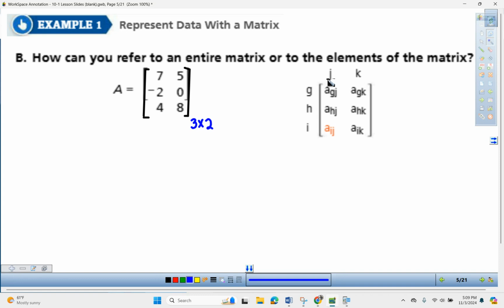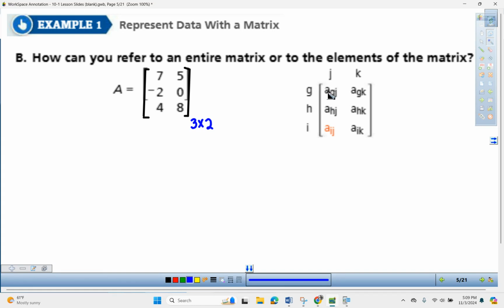Okay, they just picked. A lot of times we use F for functions, so they picked some letters past F: G, H, I, J, K. They're just random letters. And so they're saying if we label the rows G, H, and I, and J, K for the columns, so this is not specific to a situation.